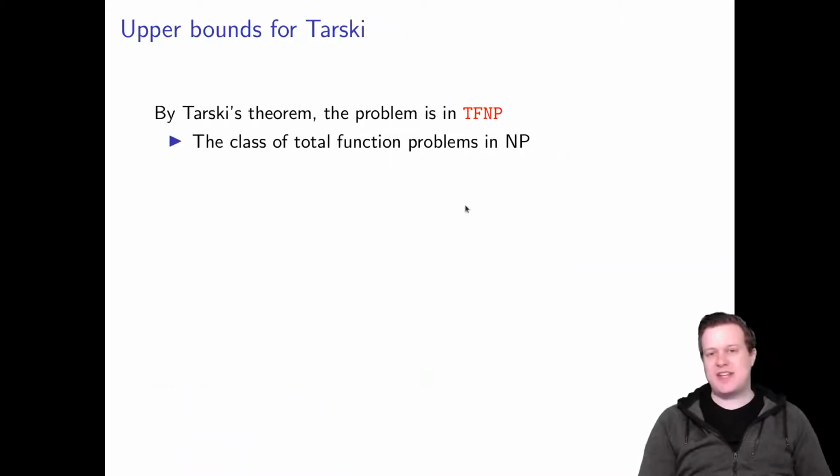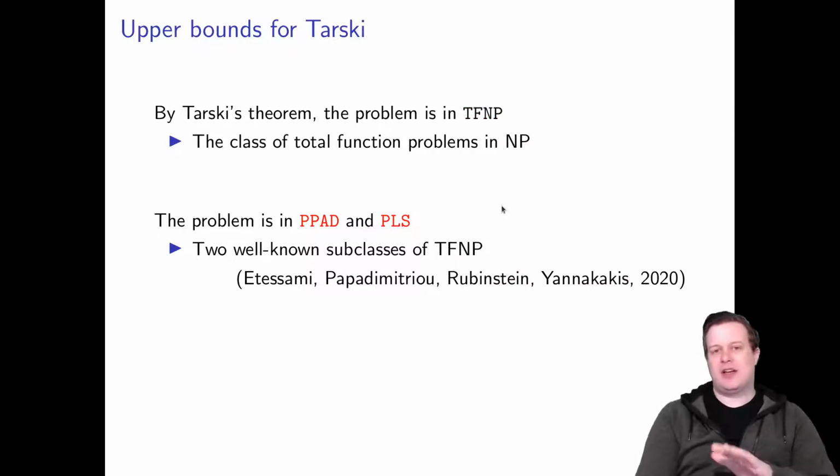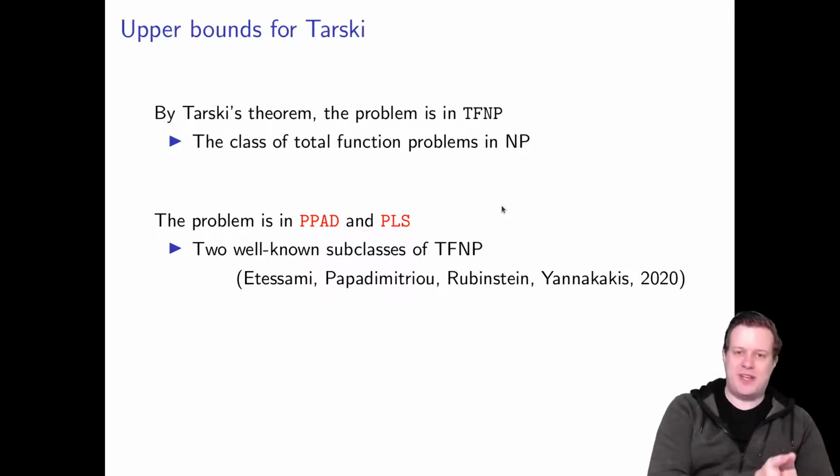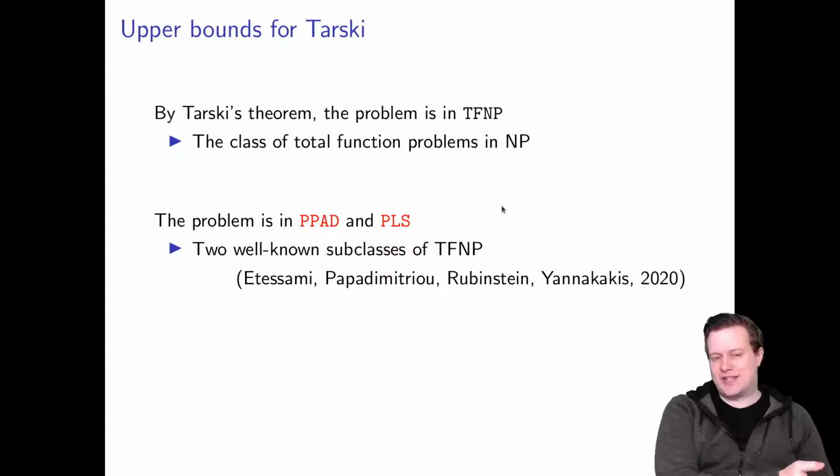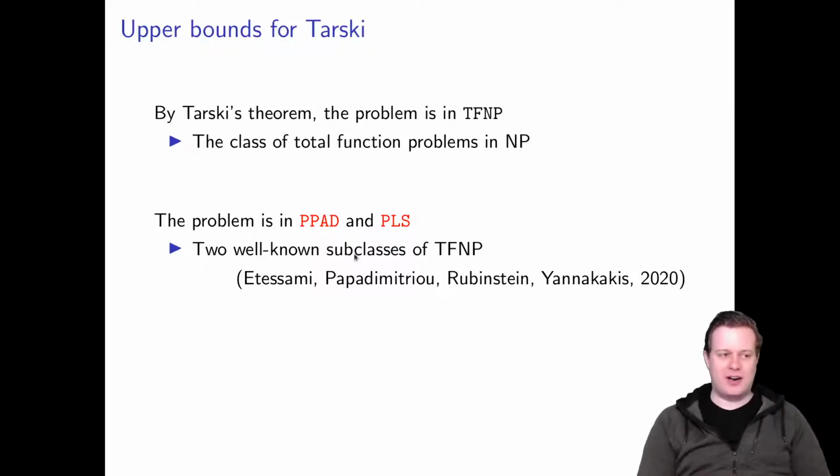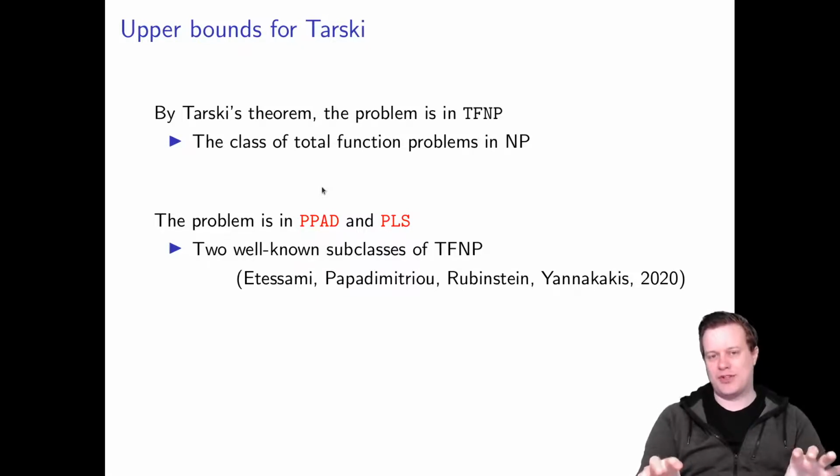So it's in TFNP, and TFNP has been fairly well studied over the last 30 years or so, and there are known subclasses of TFNP that are more constrained. So these are total problems of certain formats, and you may or may not have heard of classes like PPAD and PLS, but they're probably two of the most famous TFNP subclasses, and it turns out that this Tarski problem lies in both PPAD and PLS. That was shown in 2020, so just last year.